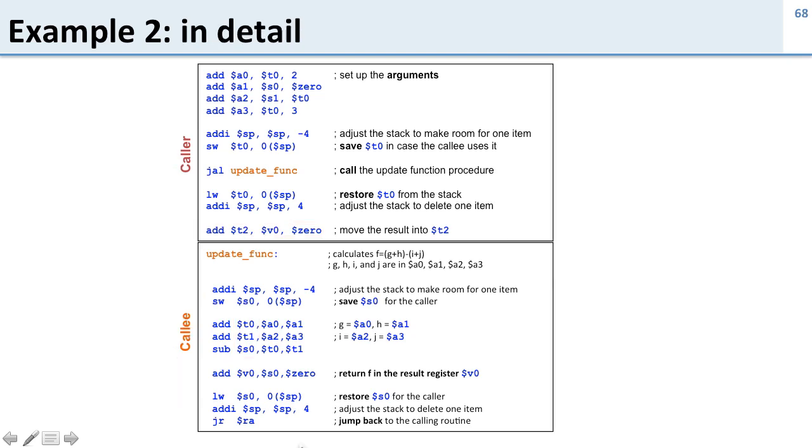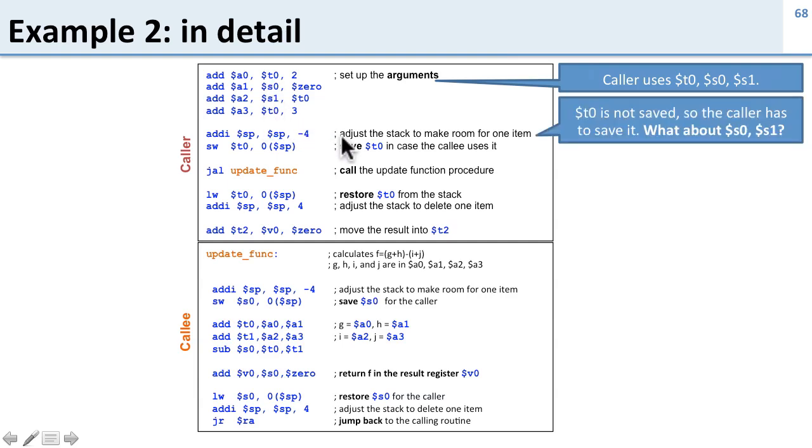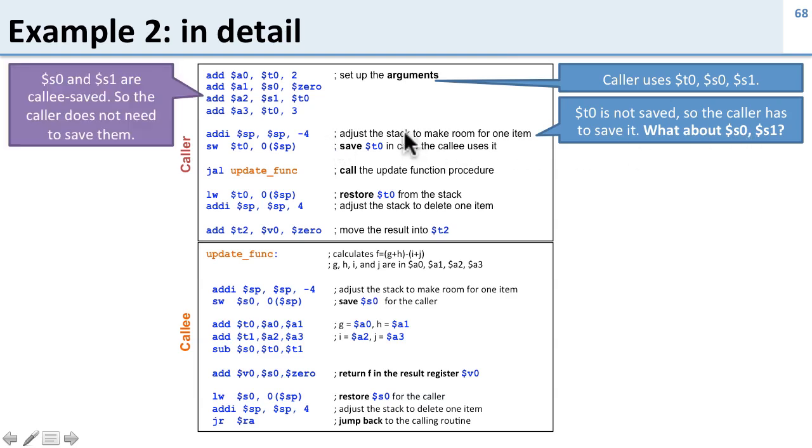So now let's walk through this example in detail and go through what all the lines are doing. So we start out, we notice here from what the caller is doing that it uses T0, S0, and S1. T0 is not saved, so the caller has to save it. And we ask, what about S0 and S1? Well, S0 and S1 are callee saved, so the caller does not need to save them. So we don't need to worry about S0 and S1 because we know that the callee down here is going to have to save them if it needs to do so.